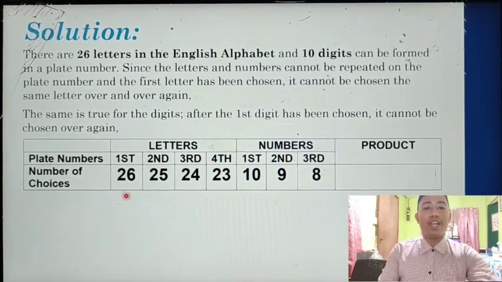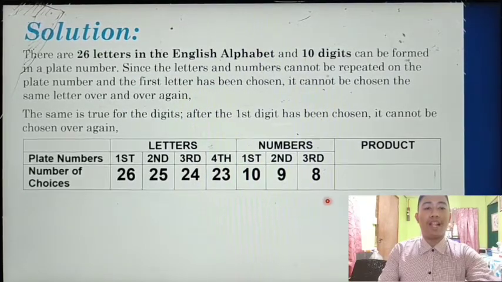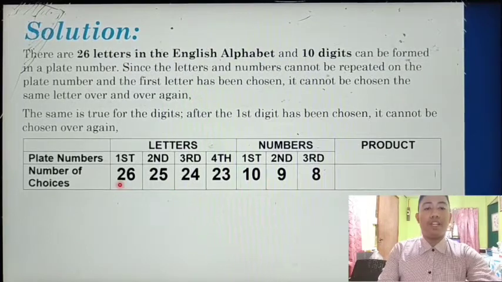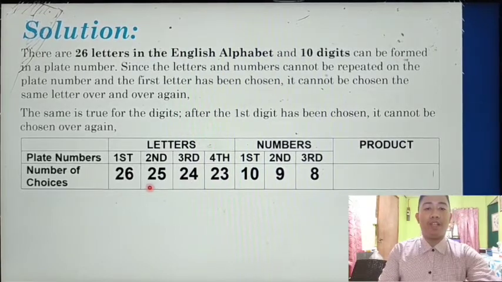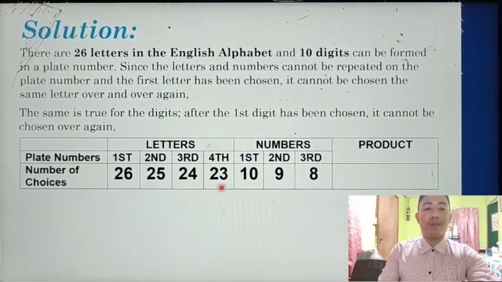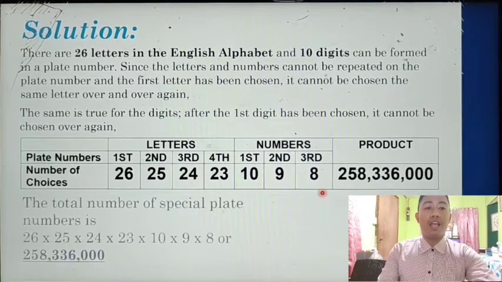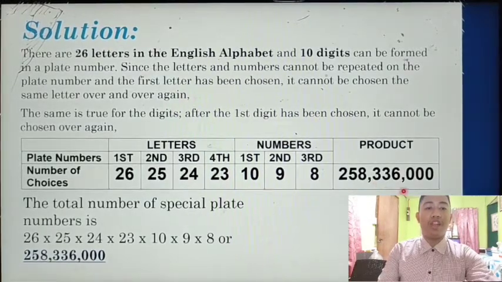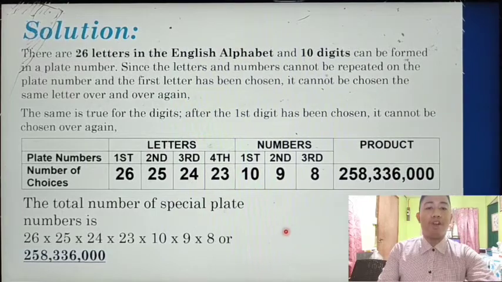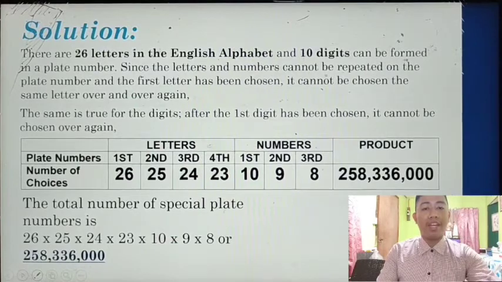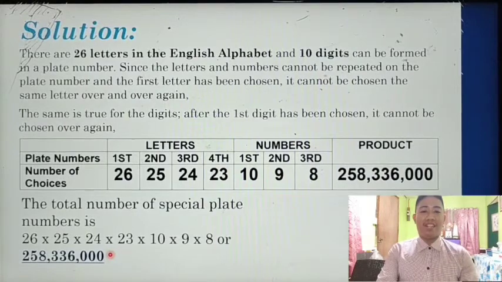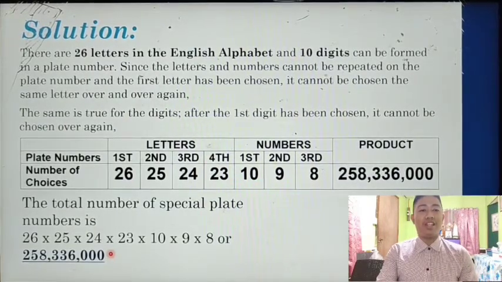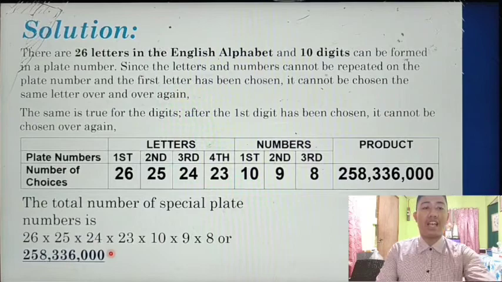After we have filled in all of the possible choices for every letter and number, we get the product using the fundamental counting principle. By the use of a scientific calculator, or by solving manually, we have 26 times 25 times 24 times 23 times 10 times 9 times 8. So we have 258,336,000 special plates. So there are many special plates that can be created. That is our answer. So my dear friends and students, let us proceed to the next illustrative example.